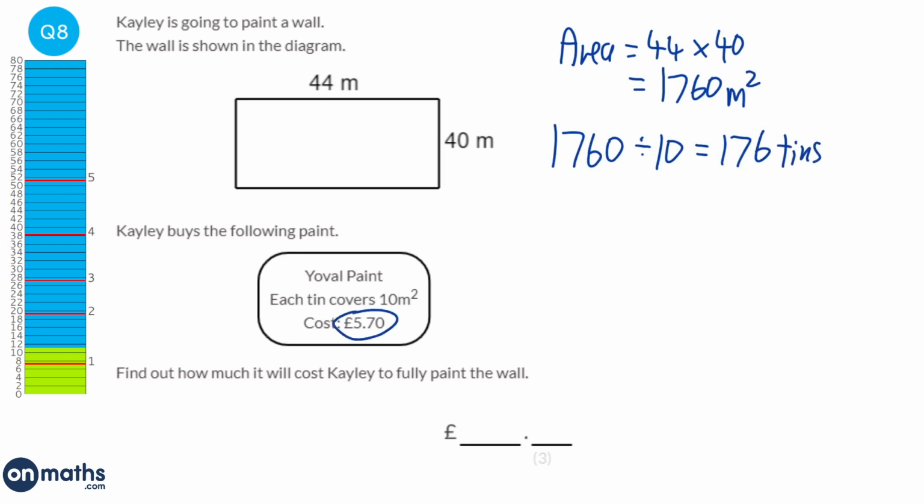And each tin costs £5.70, so it'd be 176 times the 5.7, or you could do it as 570 pence and convert it at the end. And that gives us a price of 1,003.2. And so as money, that would be £1,003.20.